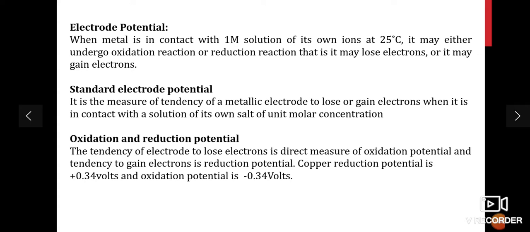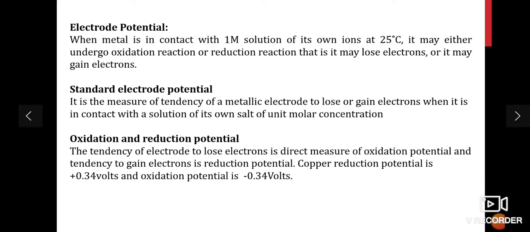Okay, and coming to the electrode potential, when a metal is in contact with a 1 M solution of its own ions at 25 degrees Celsius, it may either undergo oxidation or reduction, so that it may lose electrons or it may gain electrons. That is called electrode potential.